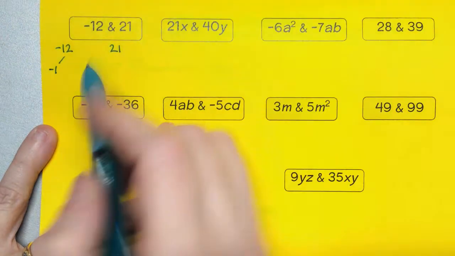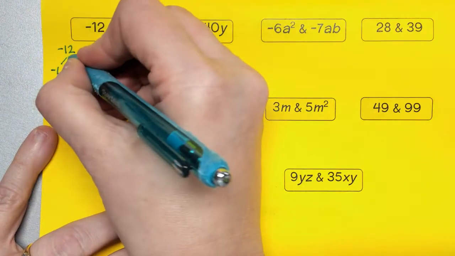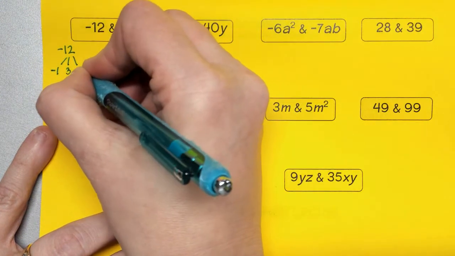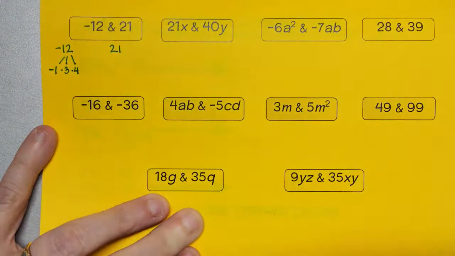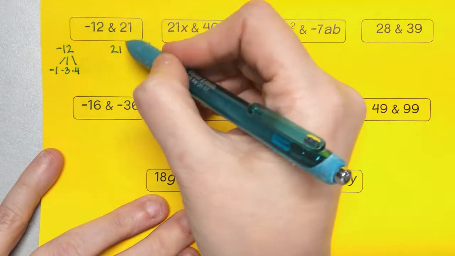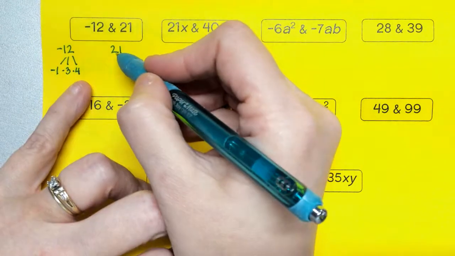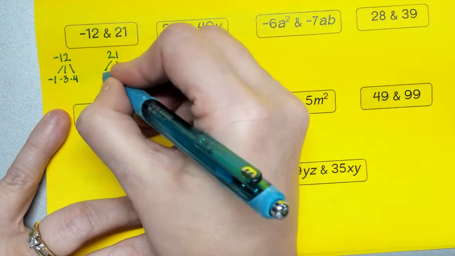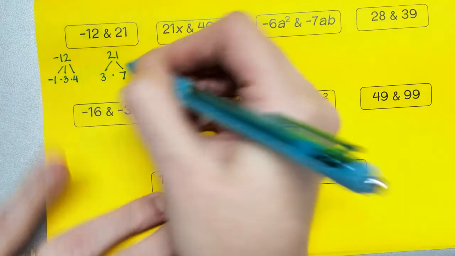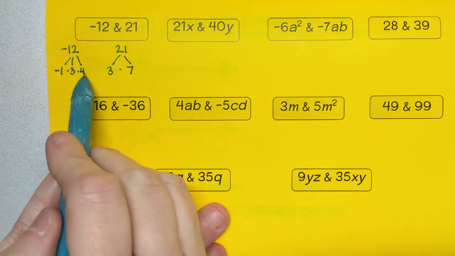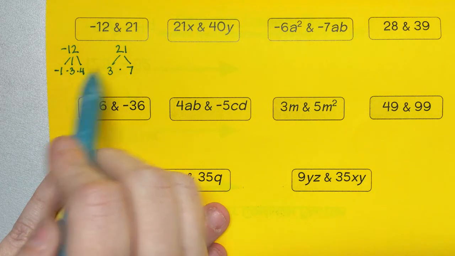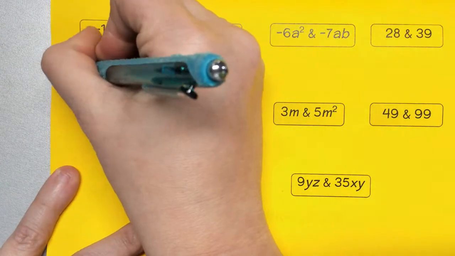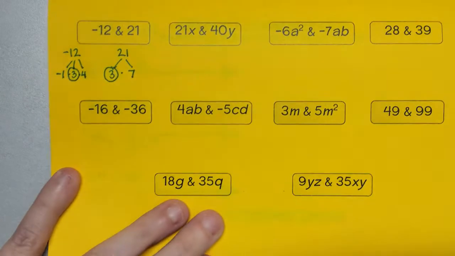Now, 12, if I look at this, I know that 12 is 3 times 4. Now, why didn't I do 3 times 2 times 2? Because I know that 21 can't be divided by 4. 21 is 3 times 7. So I already know that 4 is not going to be one of the common factors. They're not going to have that in common. The thing they have in common is 3.